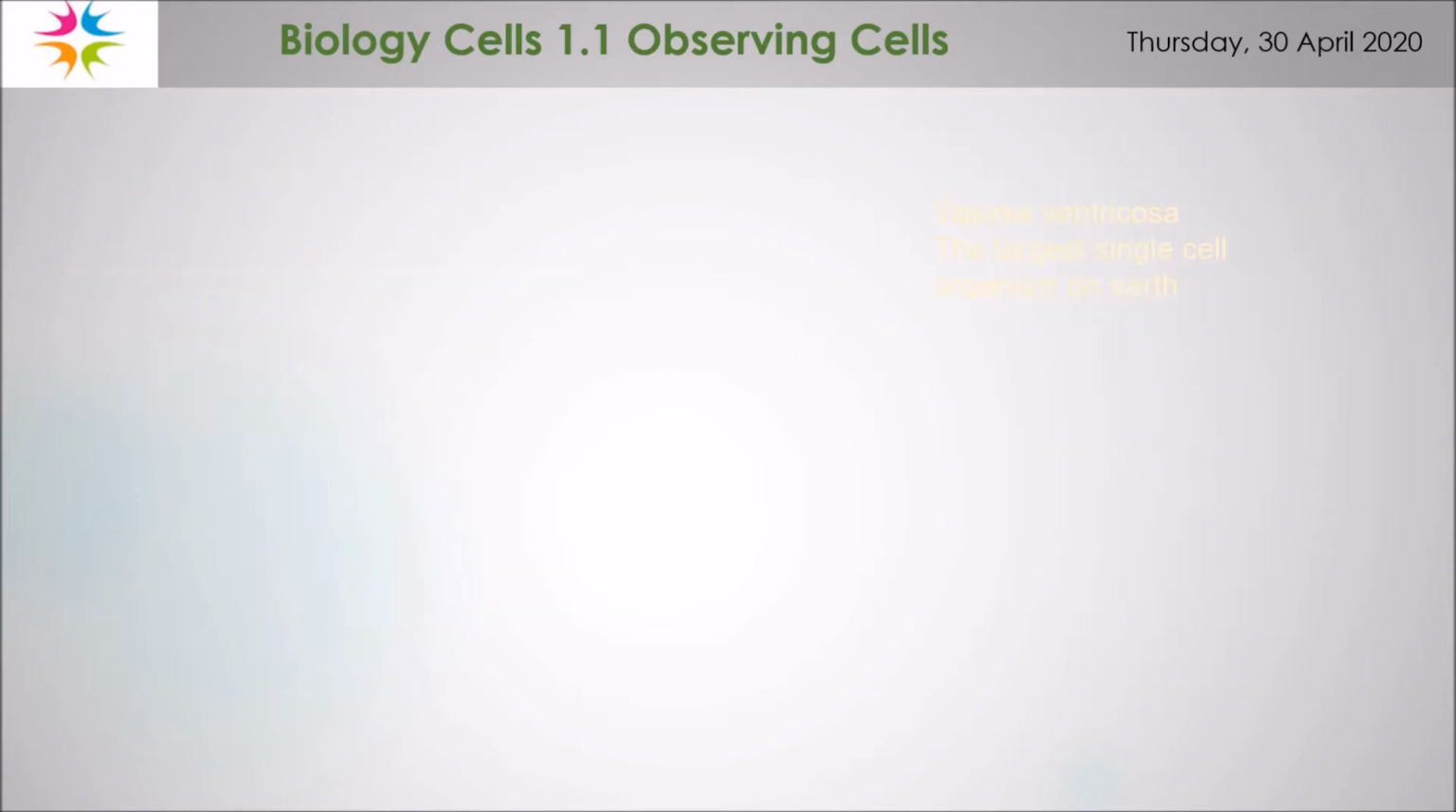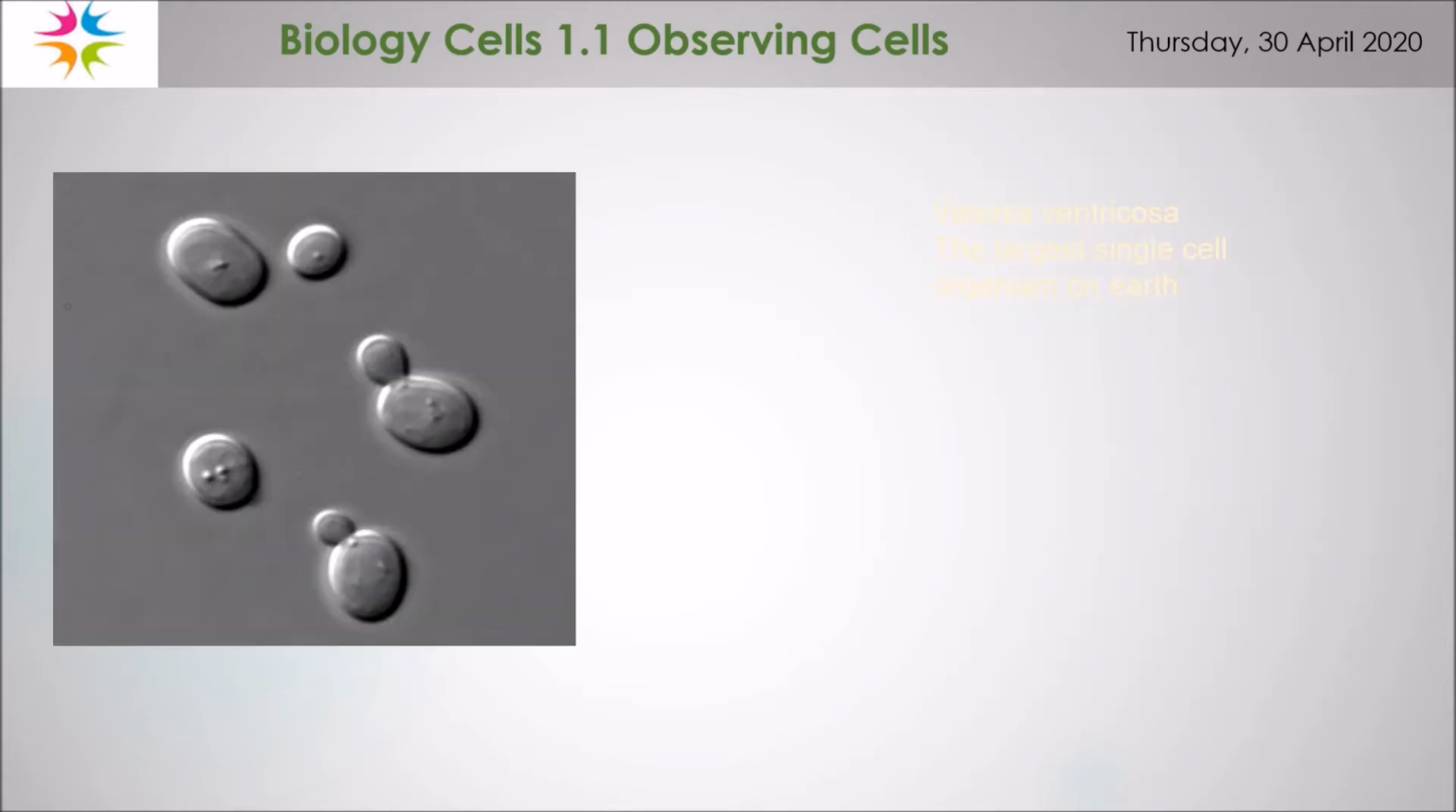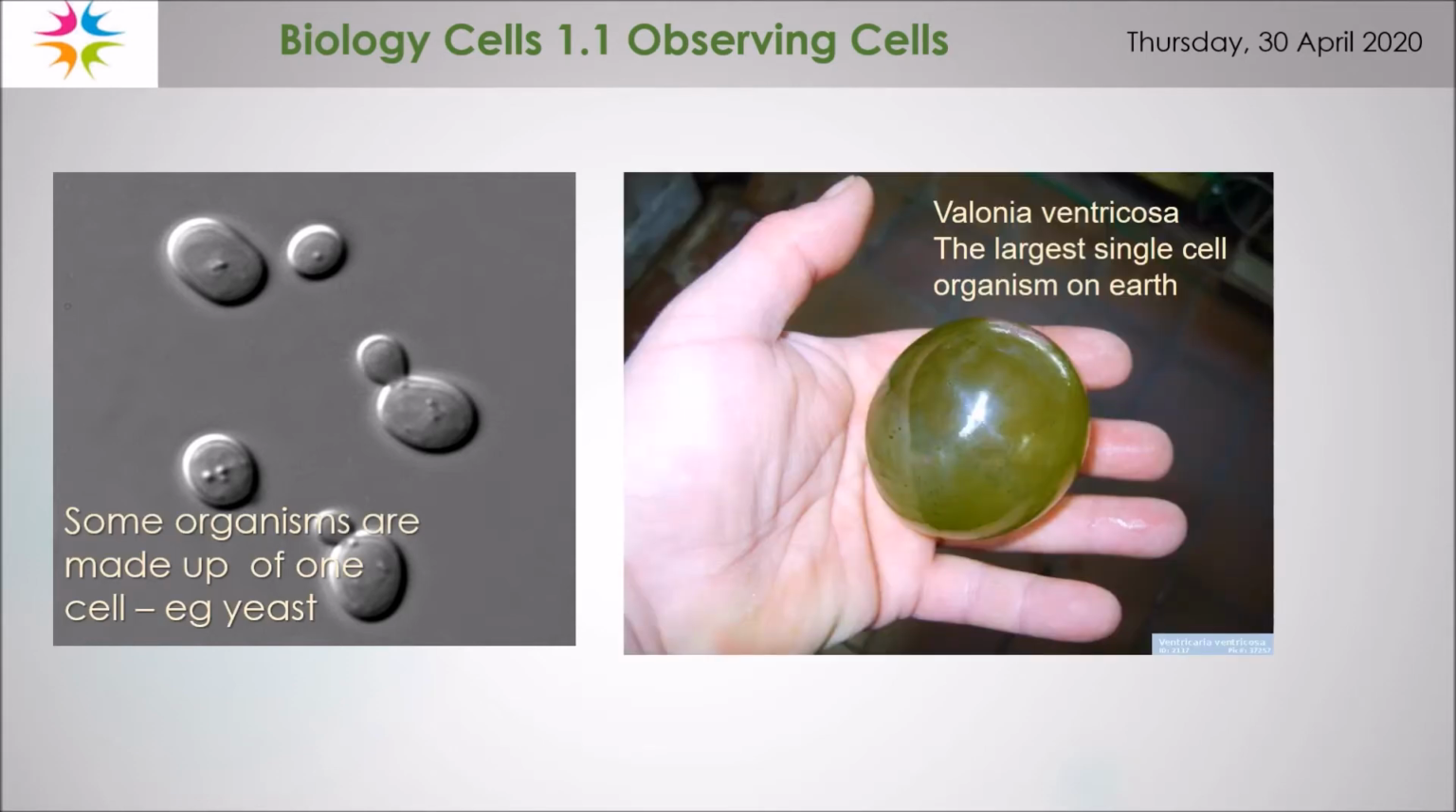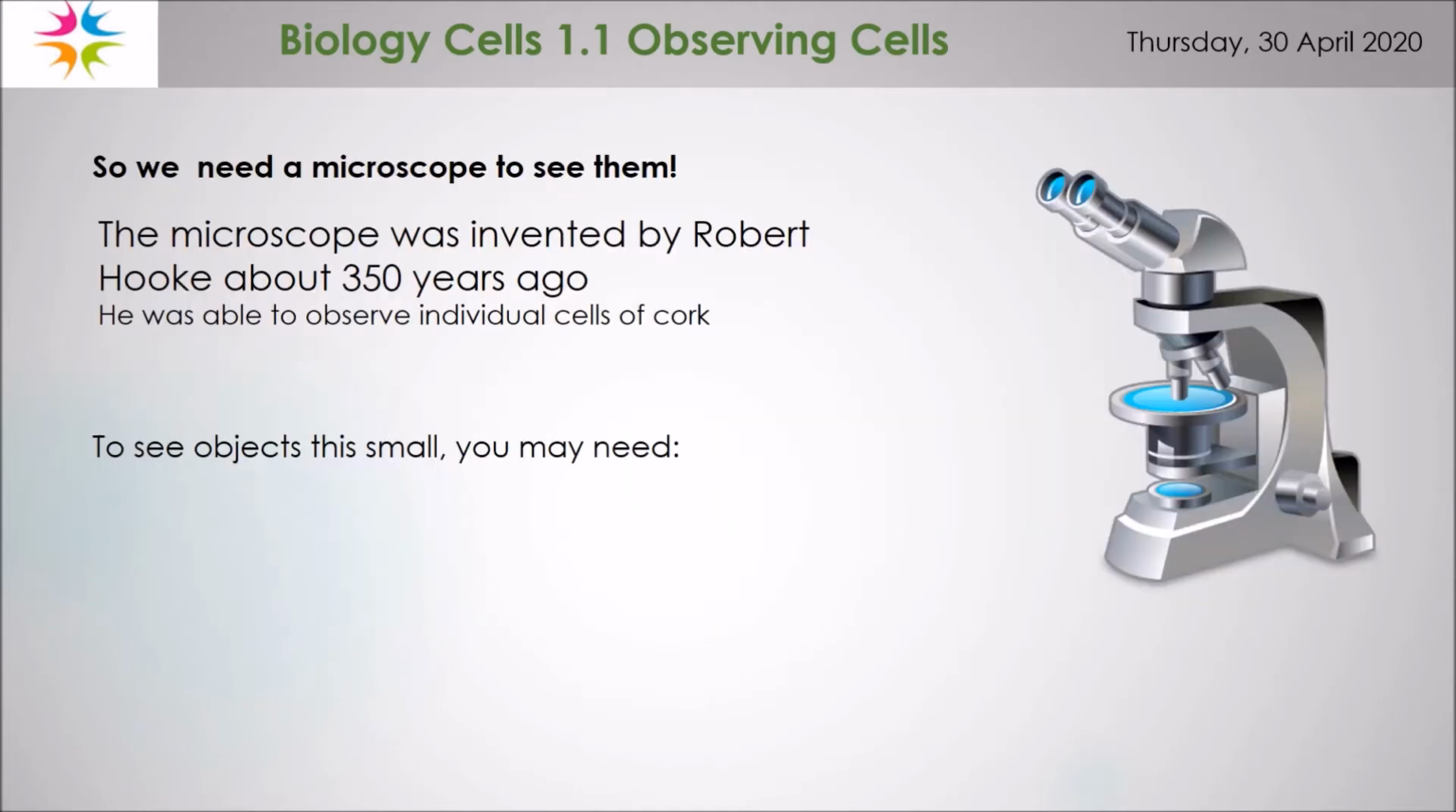On the other hand, here are some unicellular or single-celled organisms. So these pictures are of one cell. The first one is yeast, which is what we use to make bread. And the next one is the largest single-cell organism on Earth. So having told you that cells are really tiny, here's an example of one. It's a single cell that's really big.